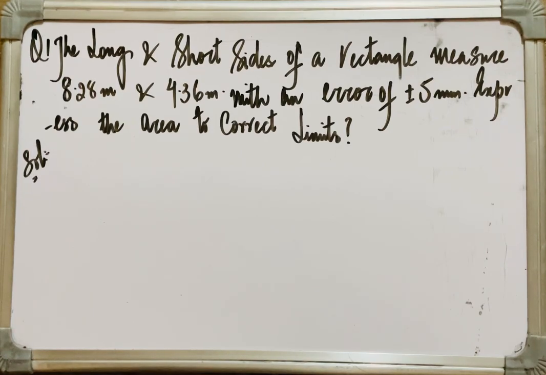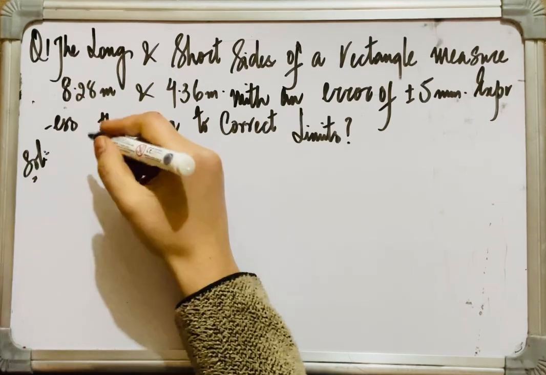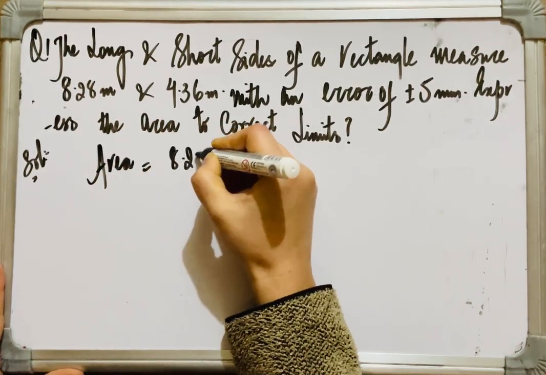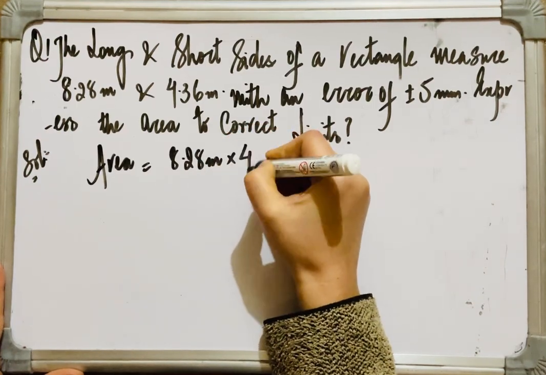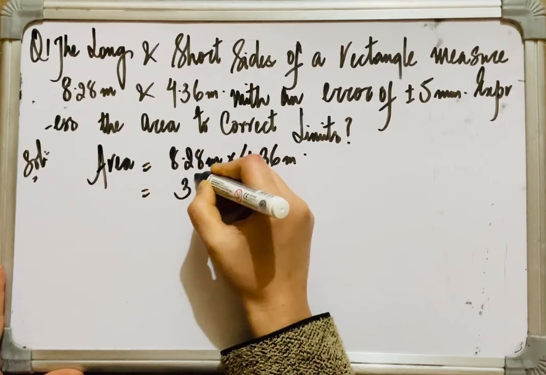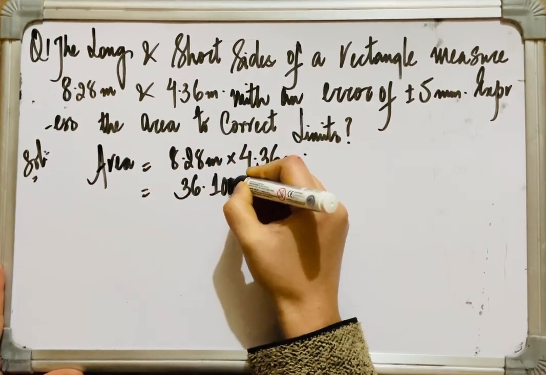Hello and welcome back to Engineers Olympiad, where learning meets success. We are doing the numericals of the second chapter of surveying, that's theory of errors in surveying. So let's begin. The question given is the long and short sides of a rectangle measure 8.28 meters and 4.36 meters with an error of plus minus 5 mm. Express the area to correct limits. All right. The area of this rectangle is short side multiplied with the longer side, that is 8.28 meters multiplied by 4.36 meters. By calculations, it is equal to 36.1008 meters square.